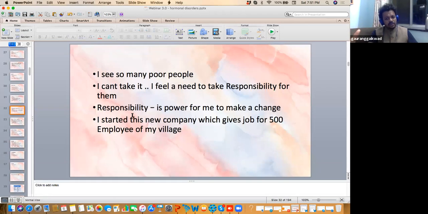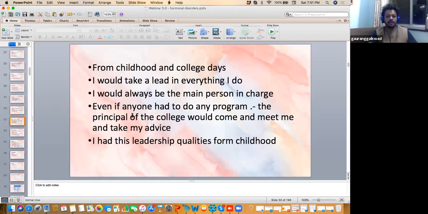He says responsibility for him is the power to make a change. Responsibility for him is something that he started so that he can give jobs to many, many people. And then he says, from college days, I would always take a lead in everything. I would always be the main person. I would always take a stand. I always had leadership qualities.